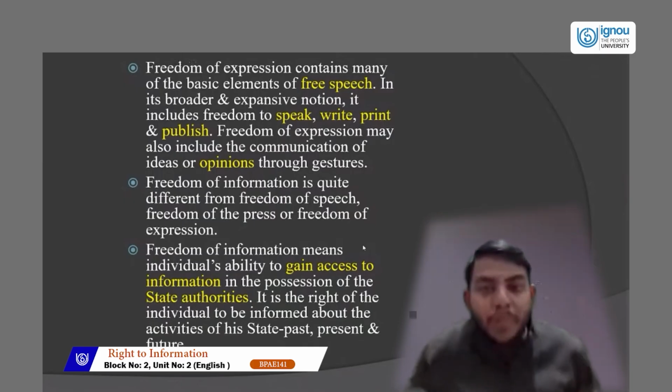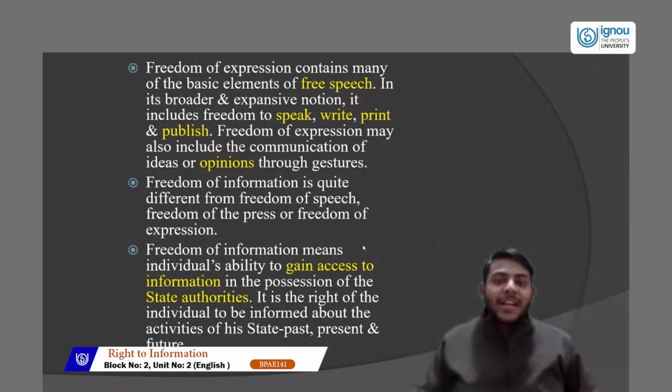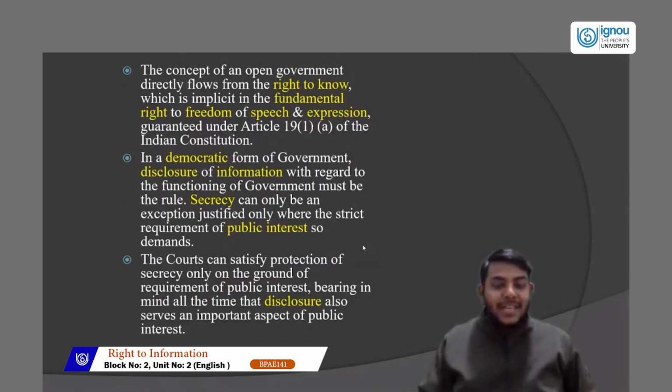And the concept of an open government directly flows from the right to know, which is implicit in the fundamental right to freedom of speech and expression, which I already mentioned is guaranteed under Article 19, Clause 1, Subclause A of the Constitution of India. In a democratic form of government like ours, the disclosure of information with regard to the functioning of government must be the rule, and secrecy can only be an exception, which can be justified only where the strict requirement of public interest demands secrecy to be maintained.